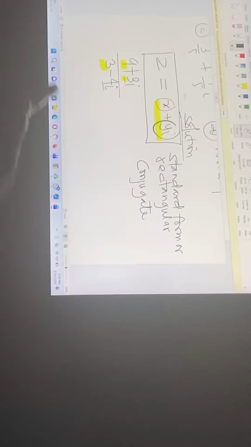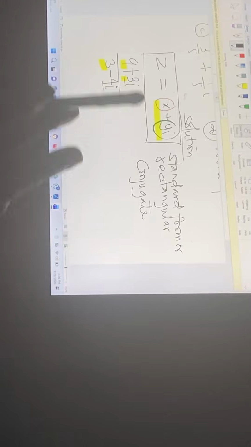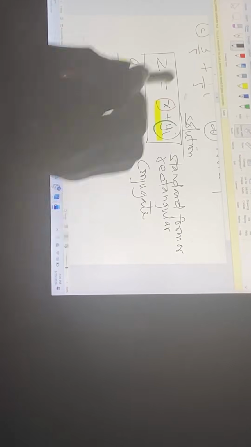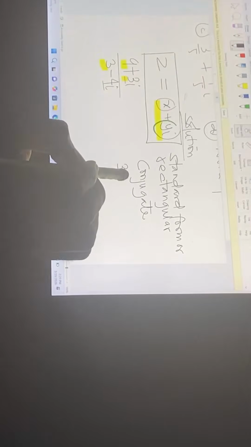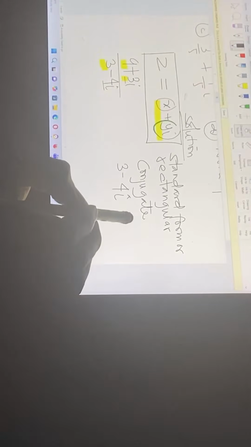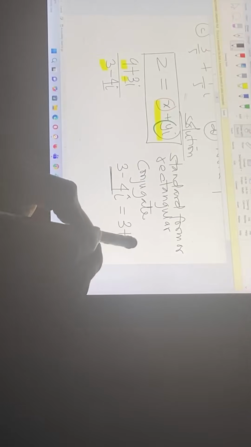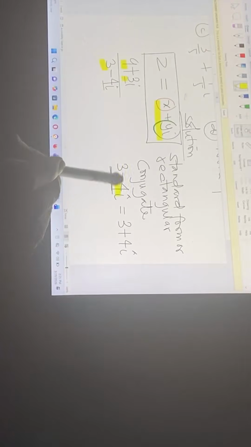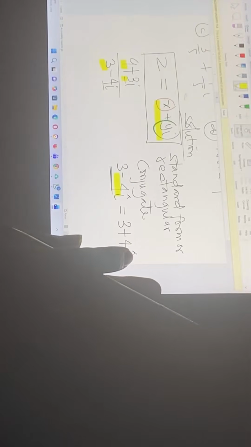Now, the question is, what is a conjugate of a complex number? To find the conjugate of any complex number, change the sign of the imaginary part. So if I have 3 minus 4i, the conjugate of this will be 3 plus 4i. I will change the sign of the imaginary part. Please take note. So let's evaluate this here.